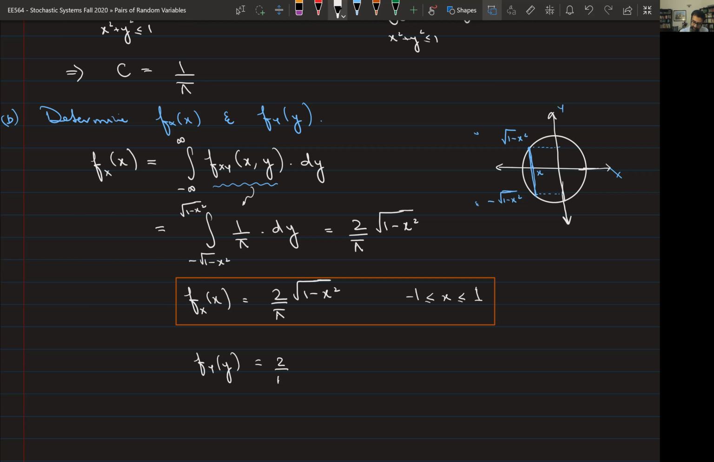2 upon pi root 1 minus y squared, and this is for minus 1 less than y less than or equal to 1. Okay. Now, is this uniform? Is this a uniform distribution? No, sir, it's not a uniform distribution. I mean, what kind of a distribution is it?